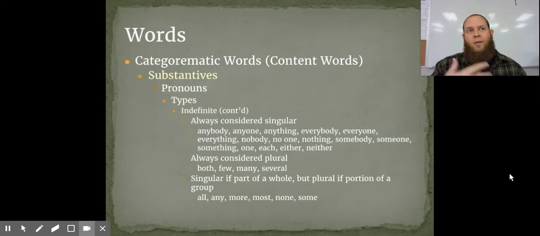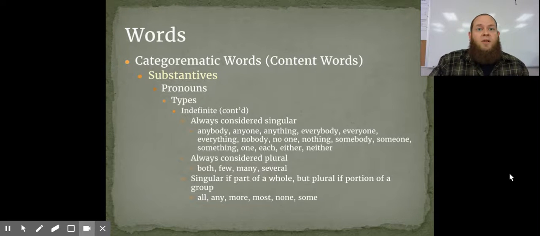You also have indefinite pronouns. They're indefinite because their reference is very vague. Just somebody, a few. That's what I mean by indefinite, by vague reference. Now, some of these are always singular, some are always plural, and some it depends. You see the ones listed here, the always singular. You've got anyone, right? Anyone.